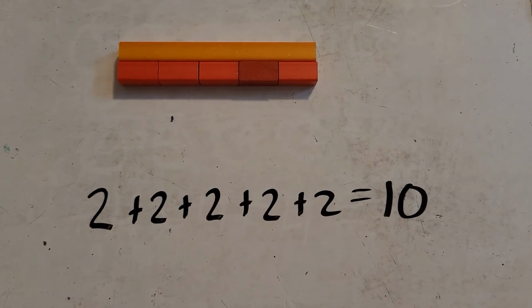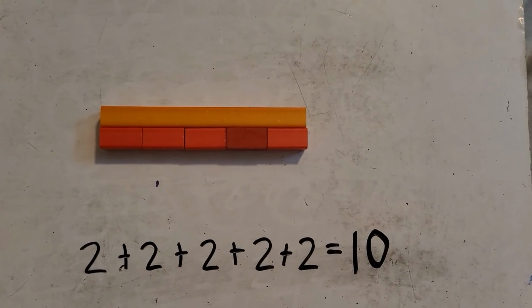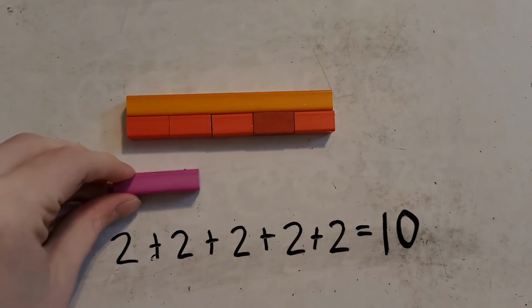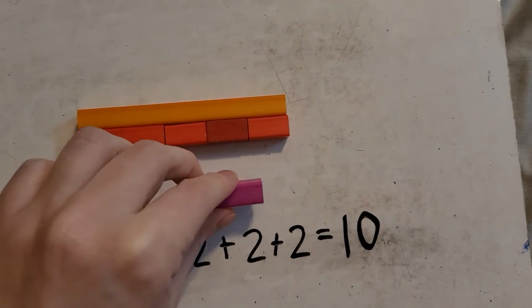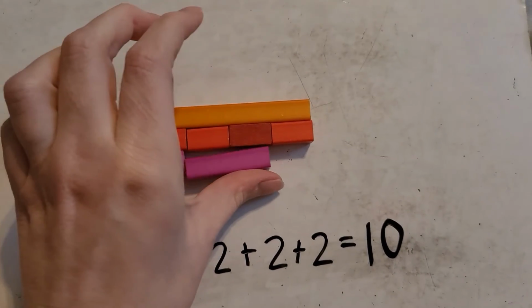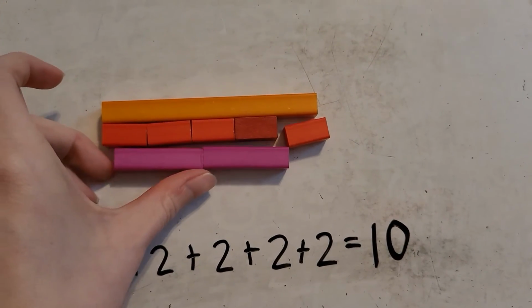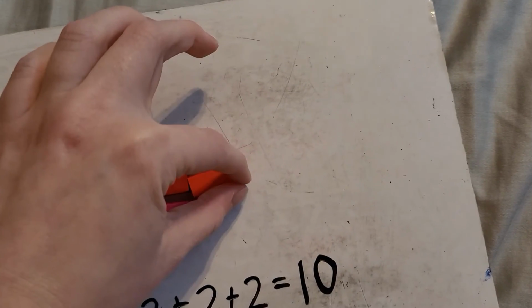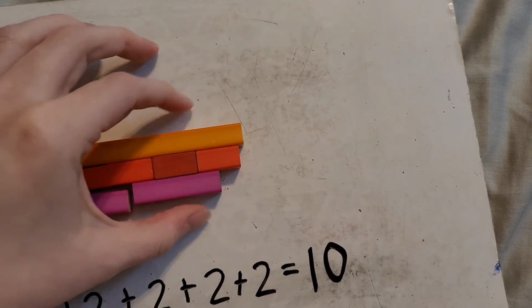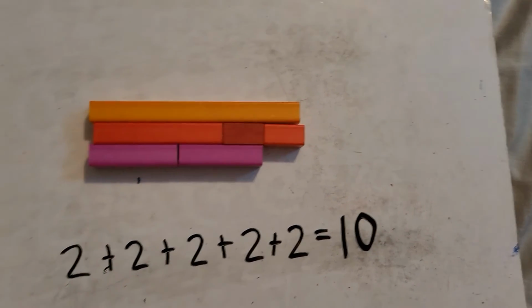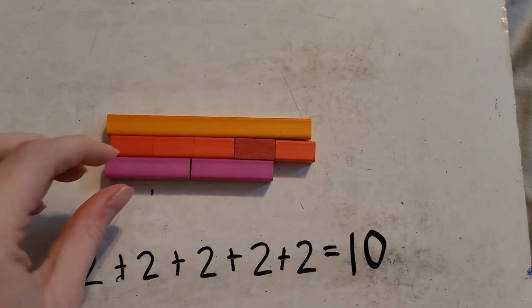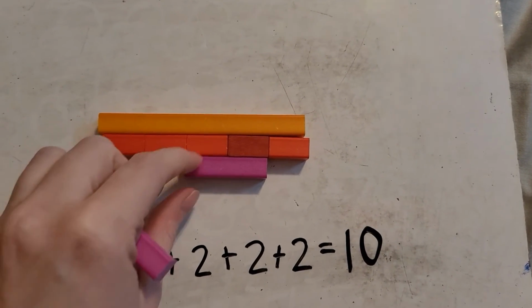Let's try another one. All right, let's take our purple 4s and see if that will work. Okay, I've got 1, 2. I don't think this one is going to work here because, look, there's not enough space for another 4 to go and it's still too short. So this does not fit in my Cuisenaire rod array because the rows are not even.